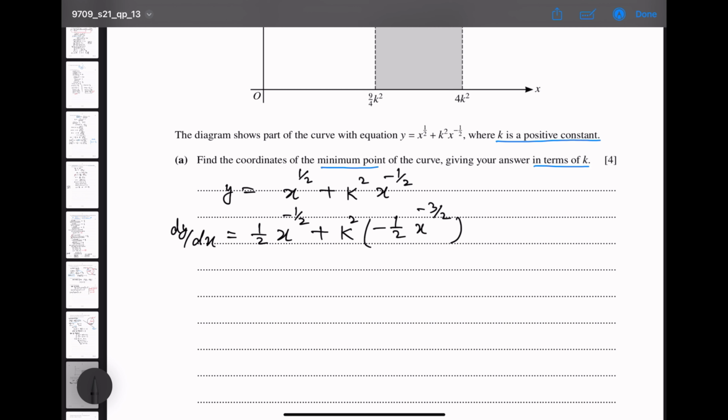Now the gradient is 0 because we have to find the coordinates of the minimum point. At the minimum point, the value of the gradient will be 0. So we will put it equal to 0.